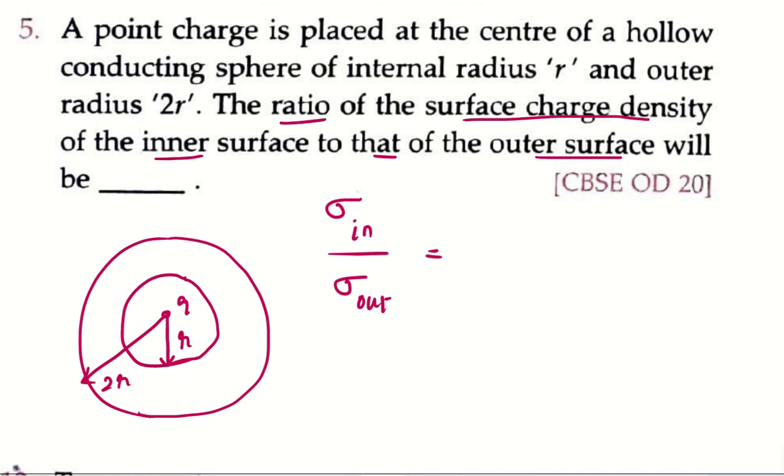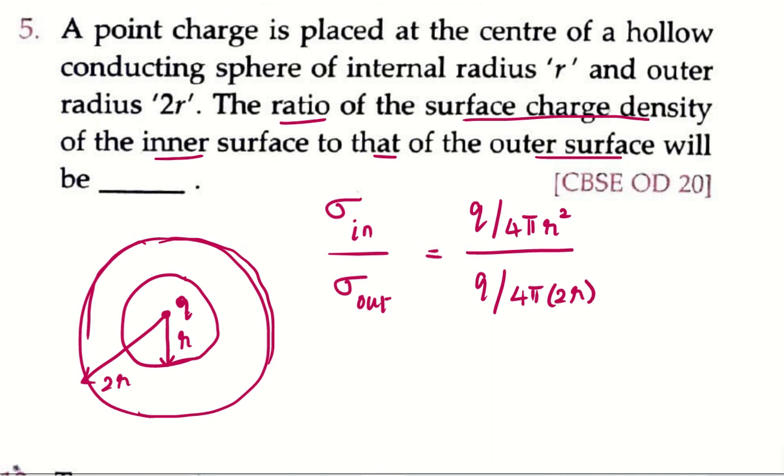So sigma in, we know the formula, it is charge per unit area. So the charge enclosed by this inner surface is q divided by 4 pi r squared, that's the radius of the inner sphere. And then sigma out is q divided by, because it's also having the same q inside the outer sphere, it should be the same charge. So same charge, but its radius is 2r, so it is 2r whole squared.